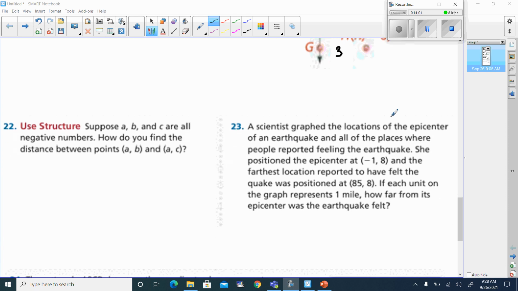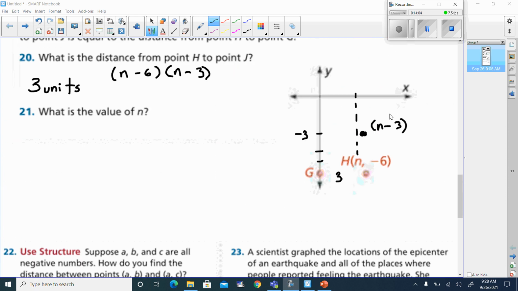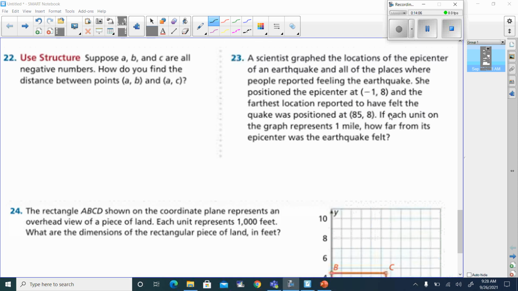Let's see here. I did 20, so 22 is mine. Suppose A, B, and C are all negative numbers, okay? They're all negative numbers. How do you find the distance between point A, B, and AC? Well, how would all these numbers be negative, whether they're X value or Y value? Remember, the only place they can all be negative is in my quadrant 3 down here, because then I'm going to the left of my 0, right? And that would be negative numbers. And I'm also going down, that would be negative numbers.